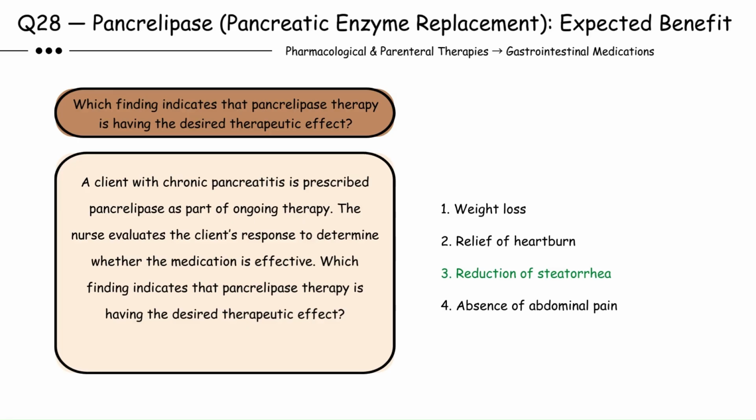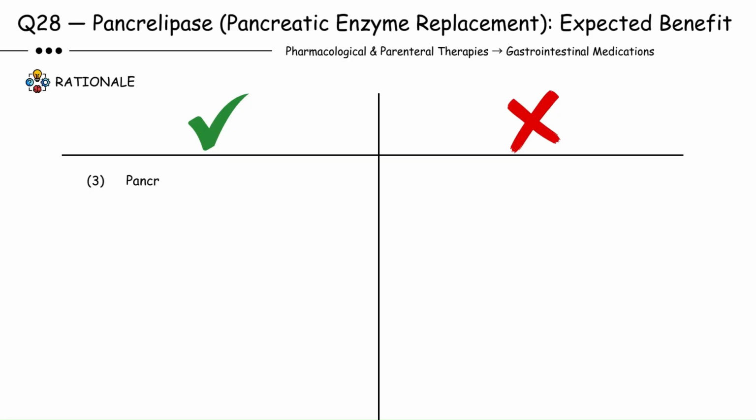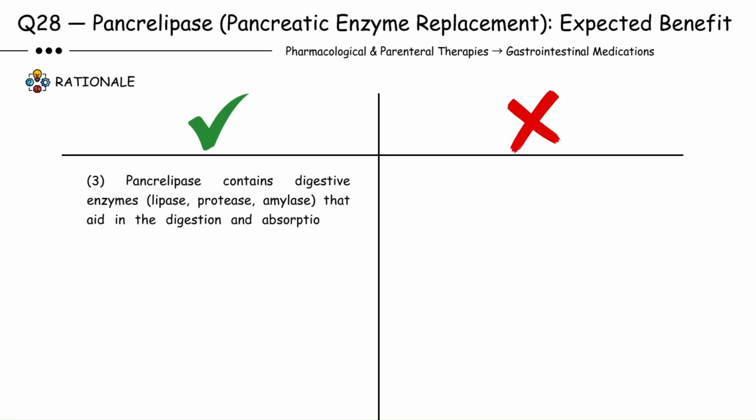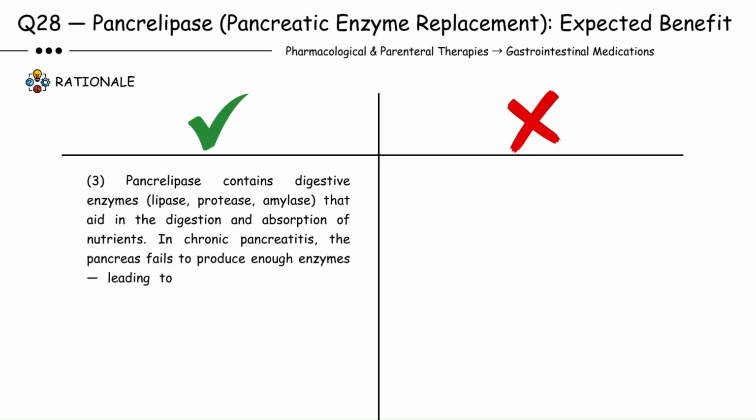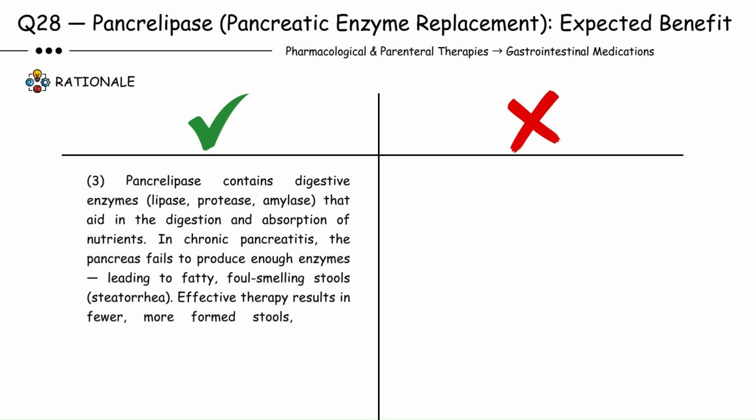Let's look at the rationale behind the correct answer. Pancrealipase contains digestive enzymes, lipase, protease, and amylase. Clients with chronic pancreatitis don't produce enough enzymes naturally, so they develop steatorrhea, fatty, pale, foul-smelling stools caused by malabsorption. When pancrealipase is effective, the bowel movements become more formed, less oily, and less frequent. Nutrient absorption improves, weight stabilizes, and the client begins to regain nutritional balance. That's why reduced steatorrhea is the strongest clinical indicator of success.